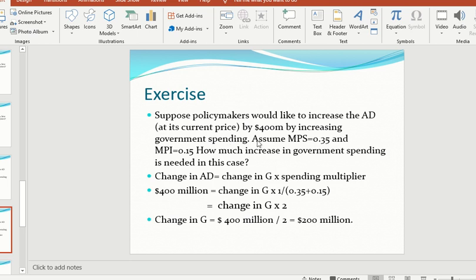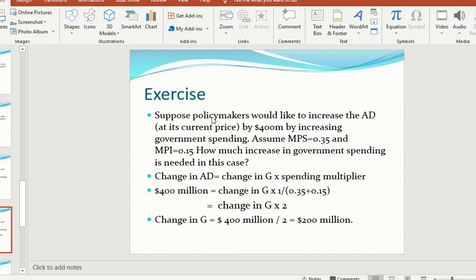So look at the question carefully. It is slightly different from what we have done so far. So far what we have been asked to do is to find the increase or the change in the aggregate demand. So for example, we were given an initial change in investment. We were asked to find the total change in the aggregate demand. And then we were given a change in government spending, and then we were asked to find the change in aggregate demand. But in this case, it's different.